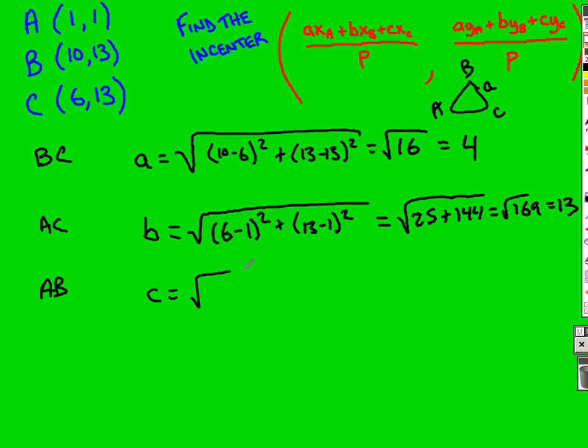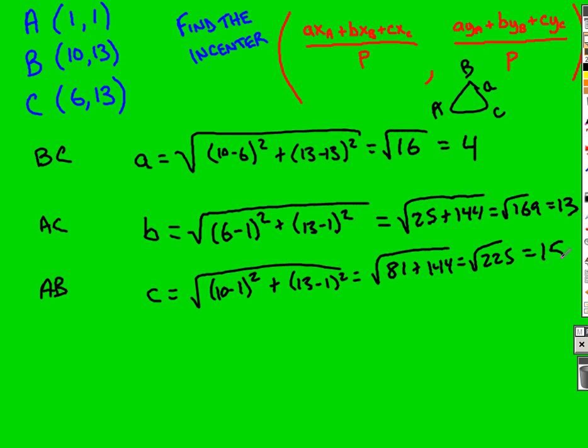And the last one, side AB, points A and B for side C. A and B, subtract the x's, 10 minus 1 and square it. Subtract the y's, 13 minus 1 and square it. When I do that, I should get the square root of, this is 9, so 9 squared is 81. This is 12, so 144. This gives me the square root of 225, which is 15.